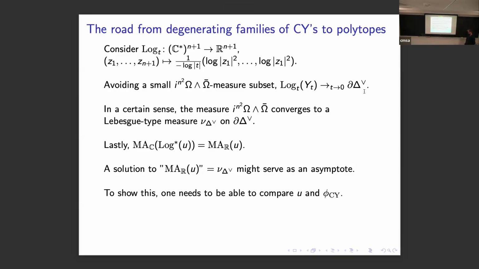Then, even if you're able to do that, you have to compare the solution with the Calabi-Yau potential. And this you could do in roughly two ways. You could either use the non-Archimedean package, but here you can also do it in a different way, which is quite concrete. So maybe I should draw something. On R^{n+1}, we have this polytope, which might look like this.